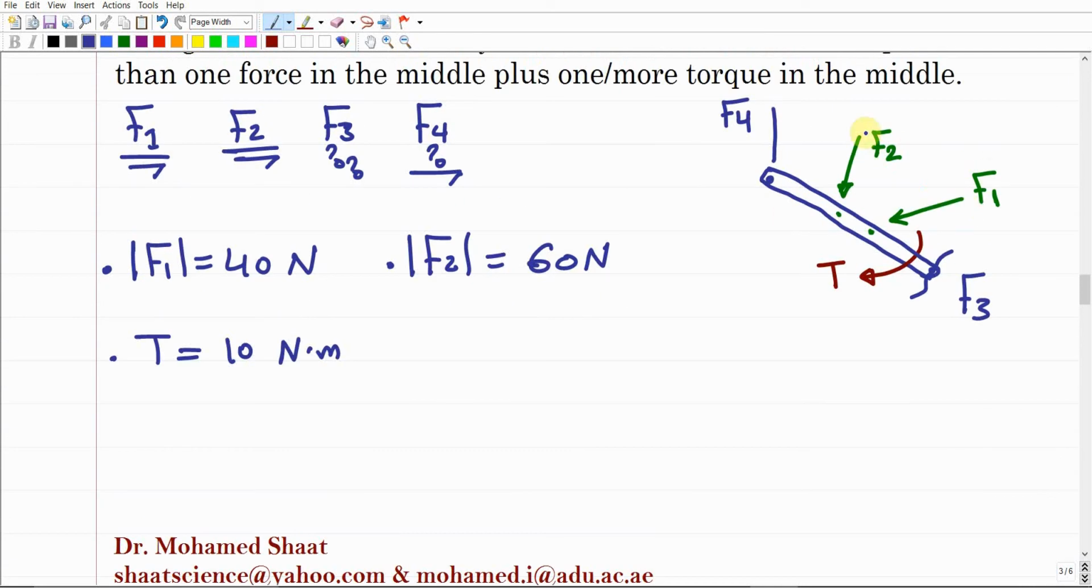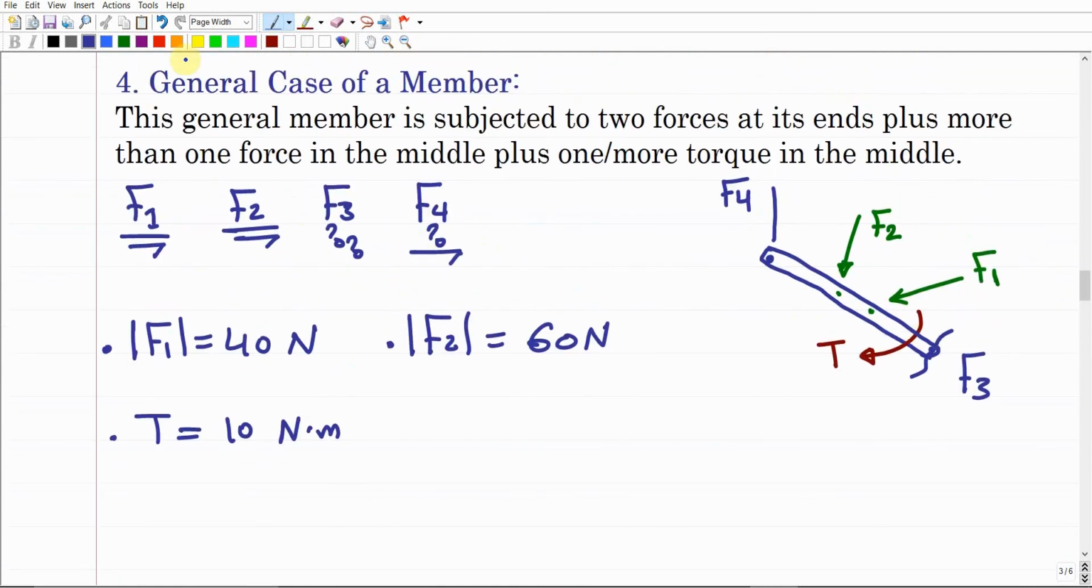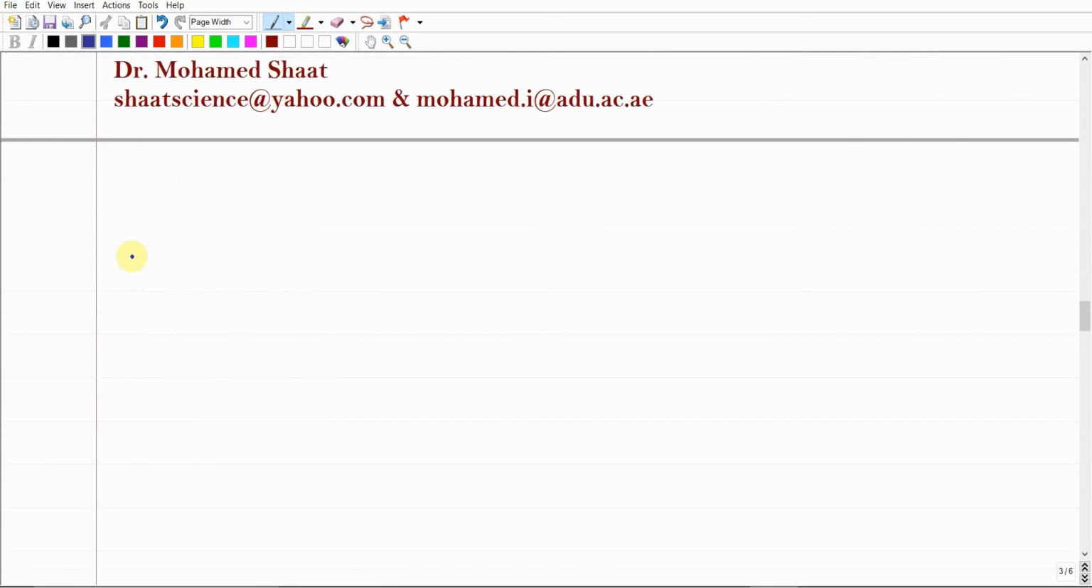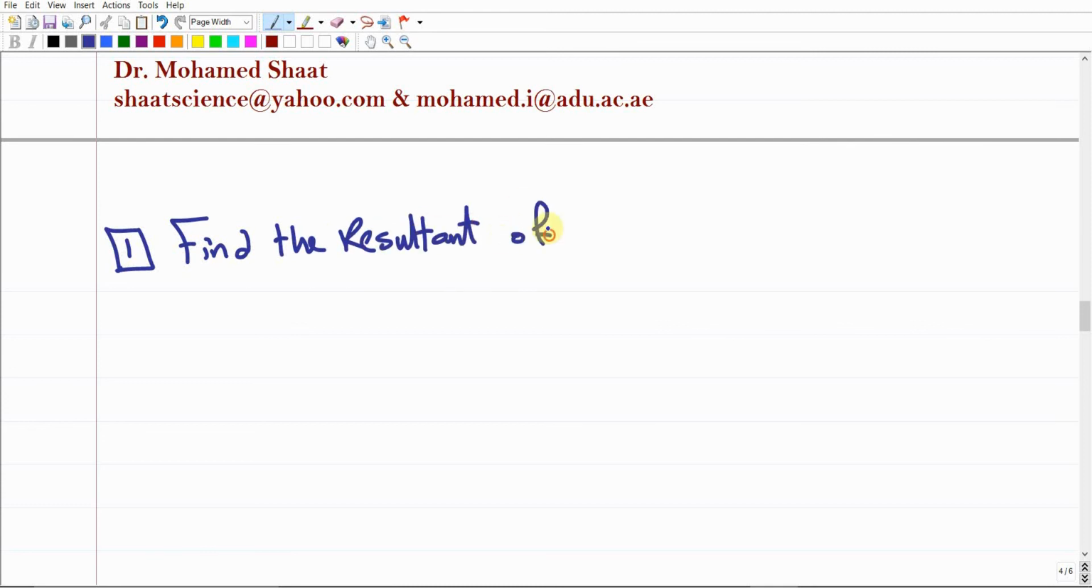And the objective, again, is to do force analysis to come up with these three unknowns. Remember that we are limited to just three unknowns: the magnitude of F4, and the magnitude and direction of F3. So step one is just to find the resultant force of the F1 vector plus the F2 vector. We're going to call this resultant force FR.